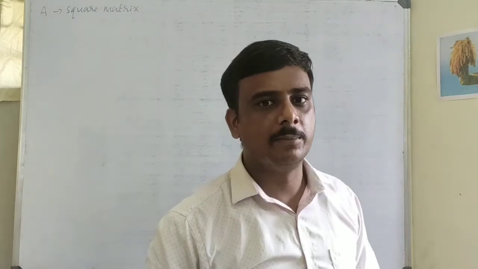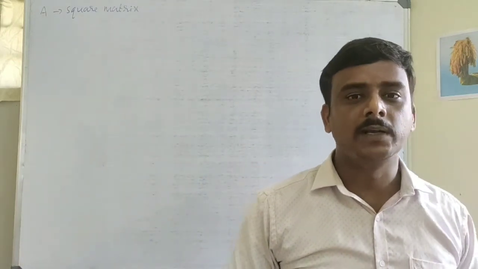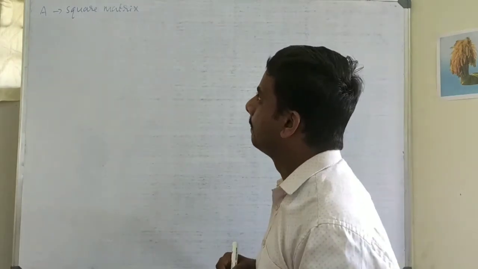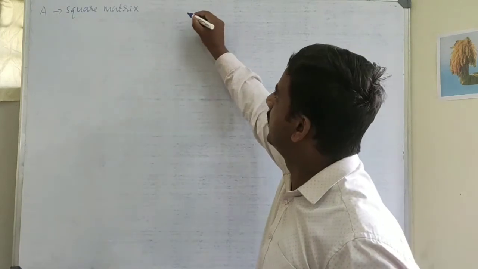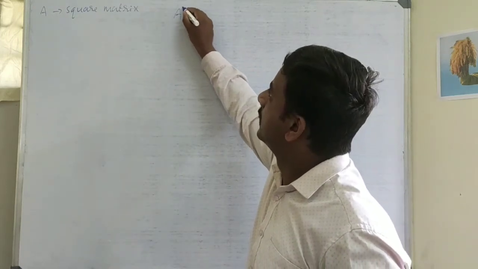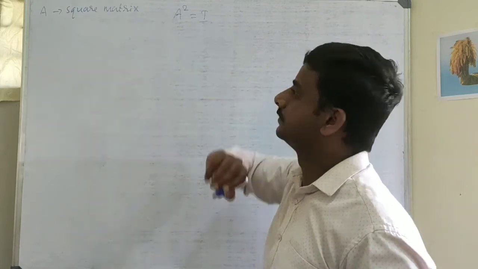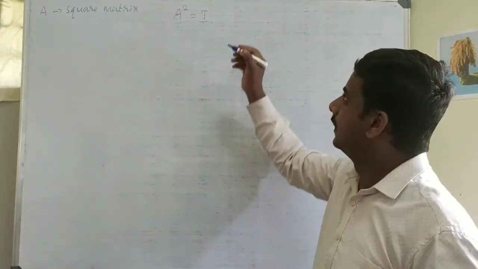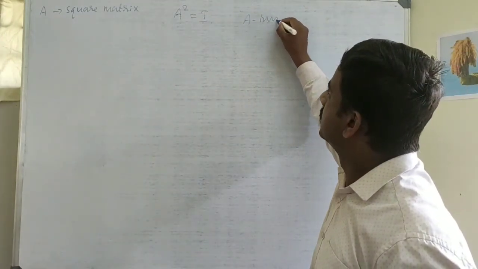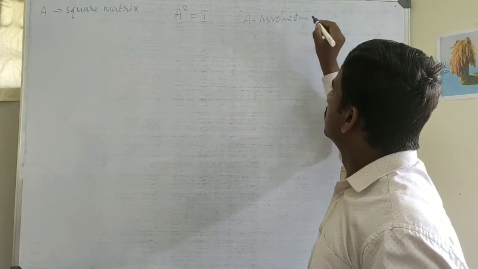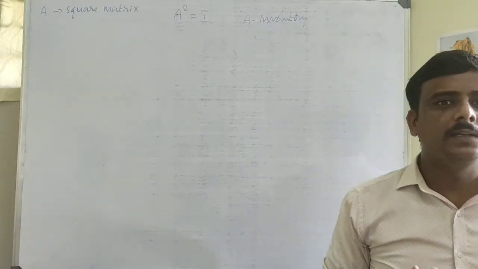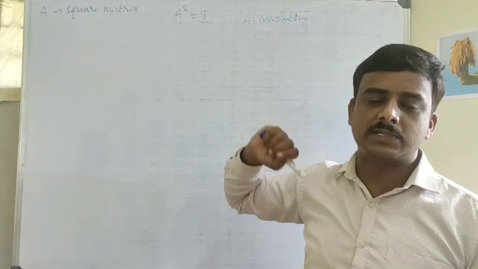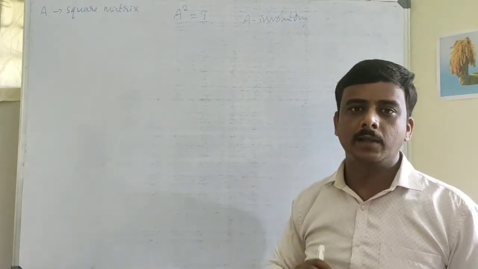What do you mean by an involutory matrix and a nilpotent matrix? Involutory matrix: I'll consider a square matrix A of order n cross n. Now, to say that this matrix is involutory, I should have A square equal to I. If A square equal to I, then we call capital A an involutory matrix. If A square is not equal to I, then we don't call A involutory. So that is the condition that A has to satisfy to be an involutory matrix.